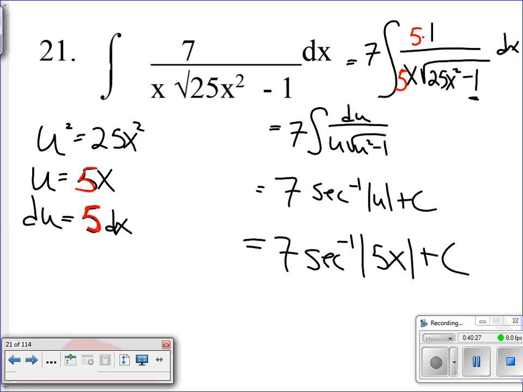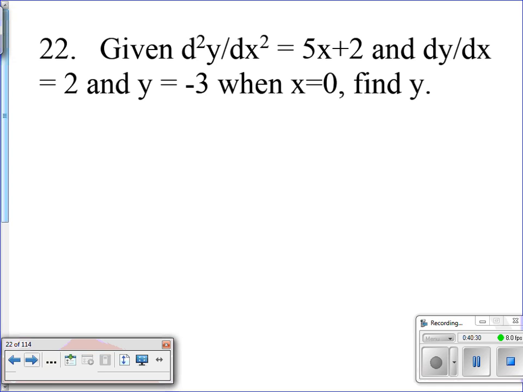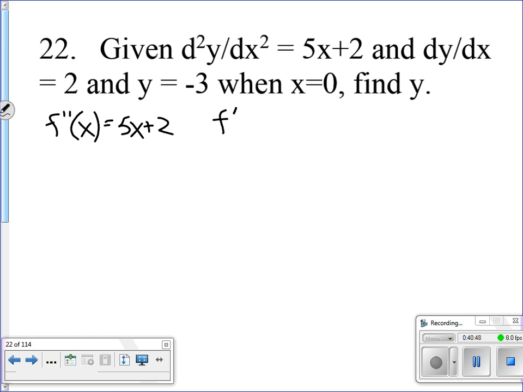Okay, 22. We're given the second derivative. The notation might have bothered people, so let me write it another way here. We're given the second derivative of the function f of x equals 5x plus 2. We're told the first derivative is equal to 2 when x equals 0. So f prime of 0 equals 2, and y equals negative 3 when x is 0. So f of 0 equals negative 3. So we want to get the function f of x.